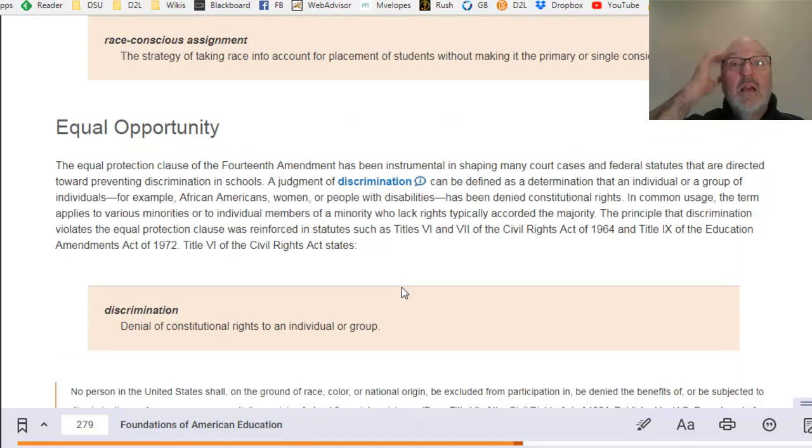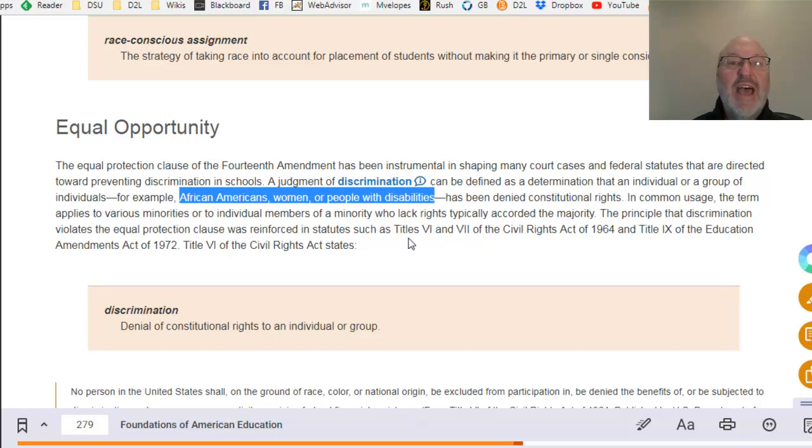Okay. The court case, the federal law directed toward preventing discrimination in schools, can be defined as that. For example, African Americans, women, people with disabilities have been denied constitutional rights, and common usage of the term applies to various minorities or individual members of a minority. And again, what they don't mention is that it also can be applied to white people. I know many white people also are denied their constitutional rights for whatever reason, but women are mentioned, but this is a really poor example when you limit it to that.